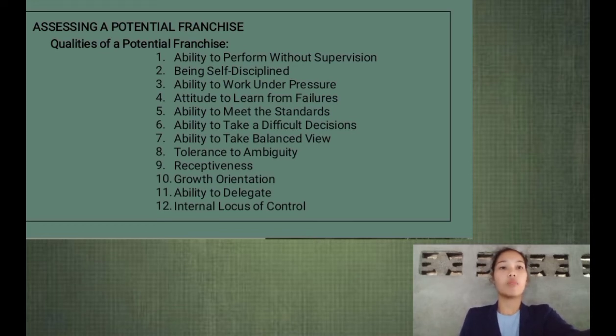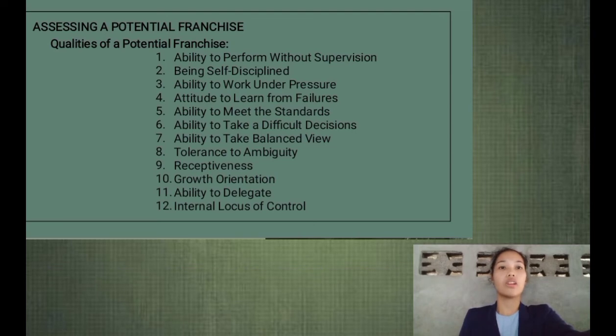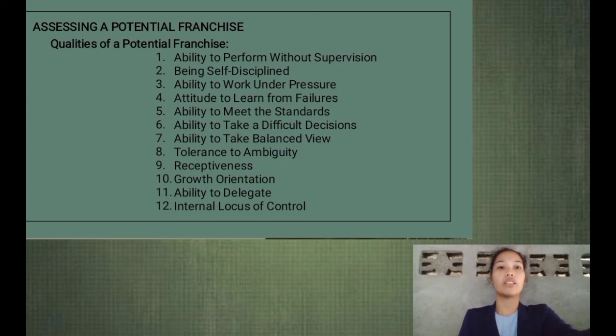Business is a very complex system and clarity may not reveal all aspects of the business. Number nine is receptiveness. A franchisee should be receptive and have an open mind in the interaction with a franchisor. Number 10 is growth orientation. A franchisee should have a long-term growth orientation rather than a short-term profit orientation.